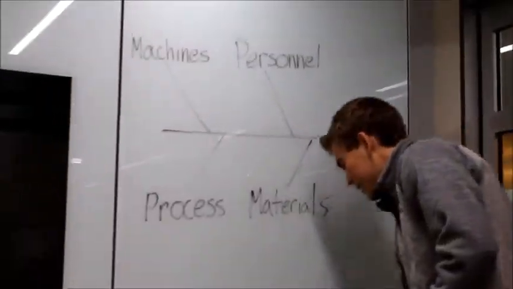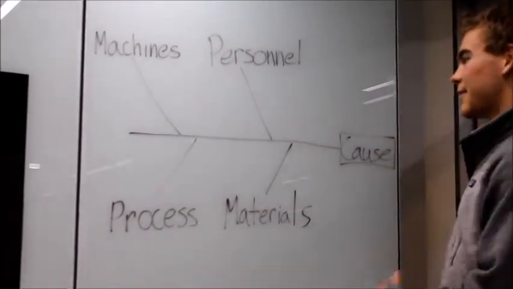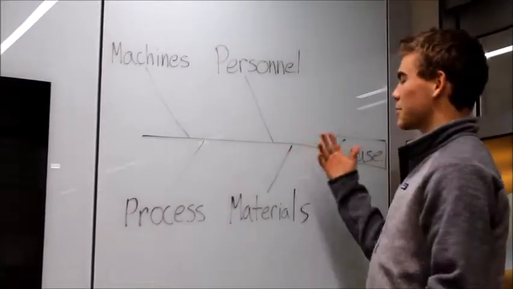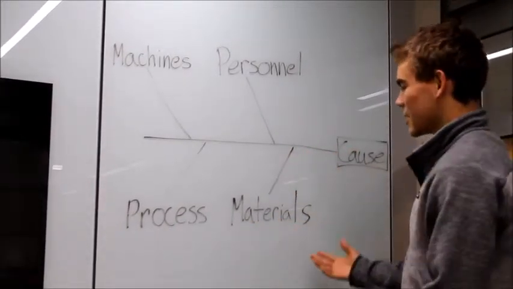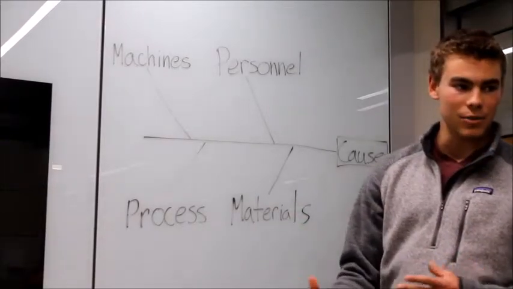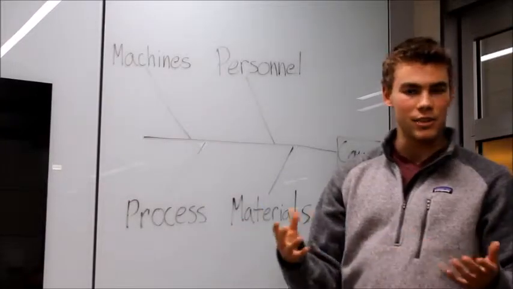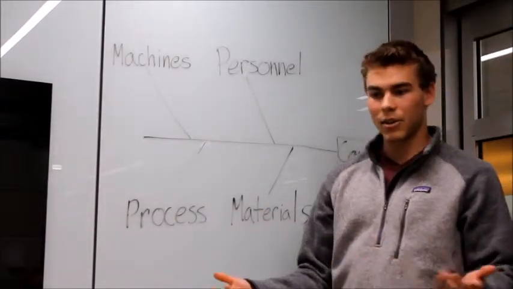So what I've done is I've developed a fishbone diagram that would apply to your company specifically. I've narrowed down the causes to machines, personnel, process, and materials. So what I want you guys to do is go out in these 4 fields and investigate what could be going wrong. For machines, I want you to test the machines that you are using in the process to make sure that they are working correctly.